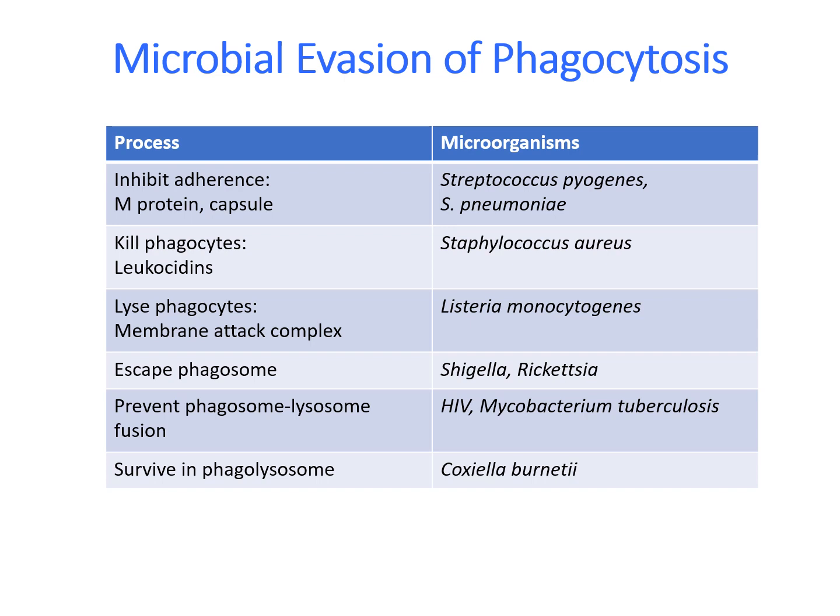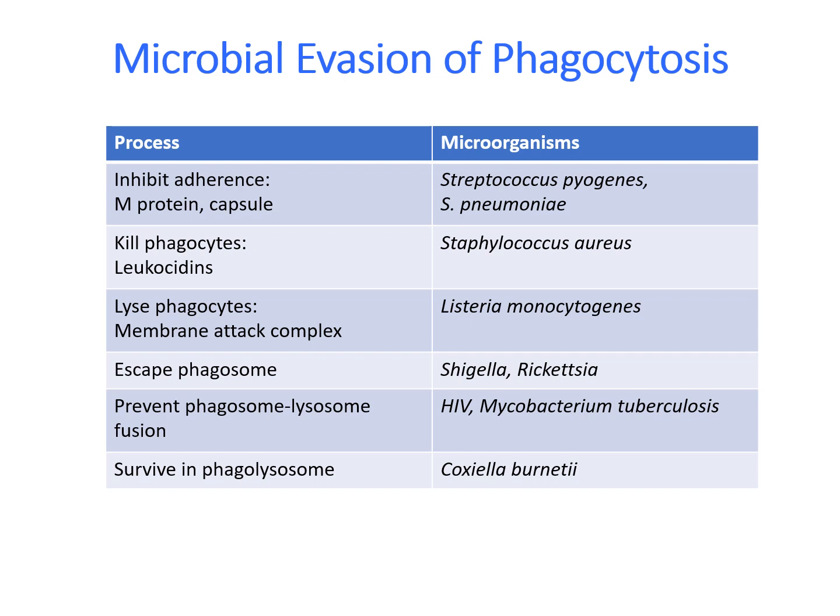Some microorganisms can undergo certain processes to avoid or evade phagocytosis. For example, Streptococcus pyogenes, Streptococcus pneumoniae can inhibit adherence by using the M protein or capsule. Staphylococcus aureus can kill phagocytes by leukocidins. Listeria monocytogenes lyse phagocytes via the membrane attack complex. Shigella and Rickettsia are able to escape phagosome. HIV, Mycobacterium tuberculosis, able to prevent phagosome-lysosome fusion.